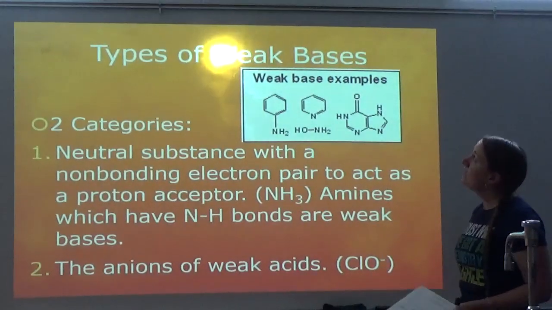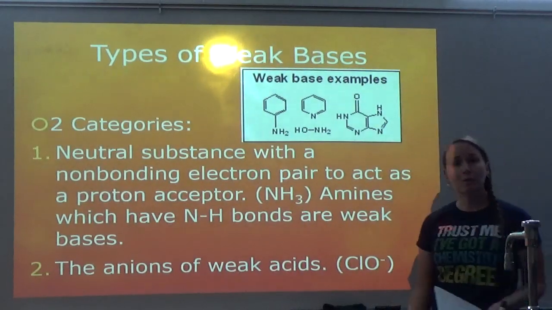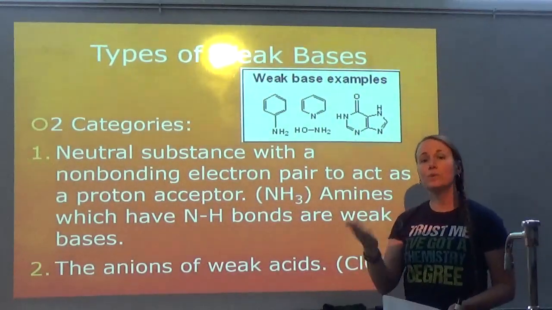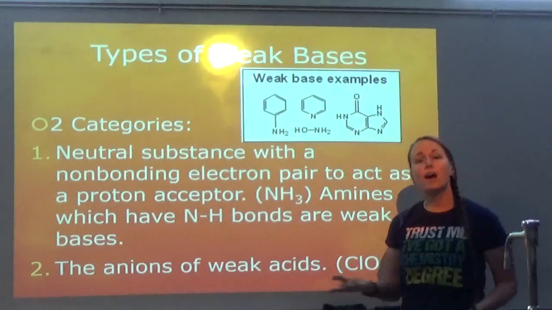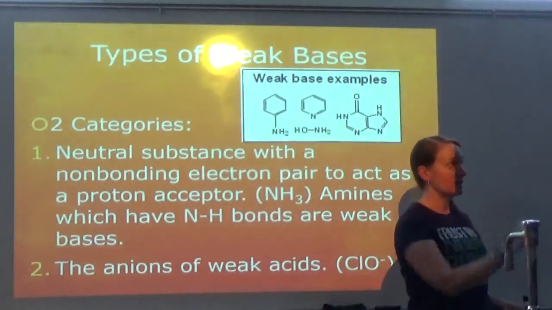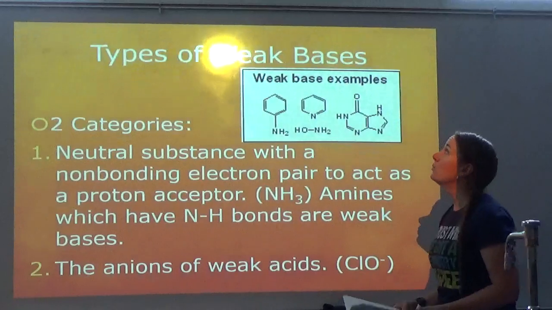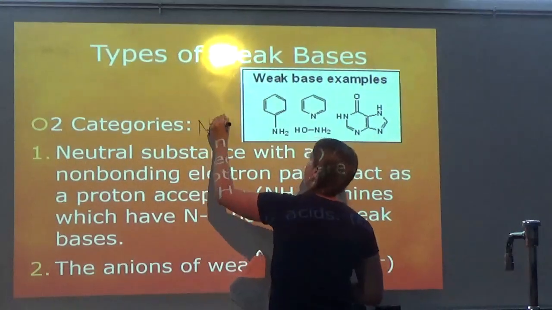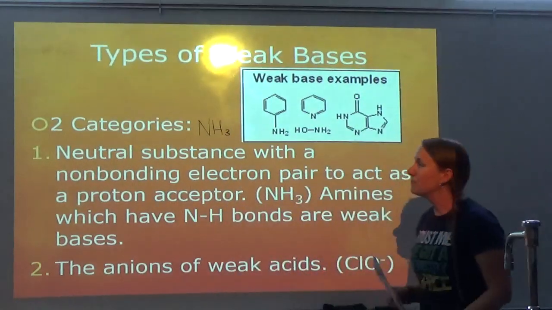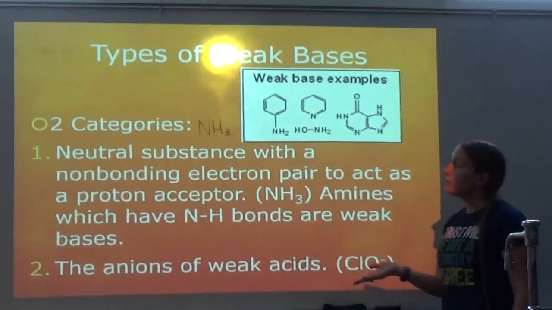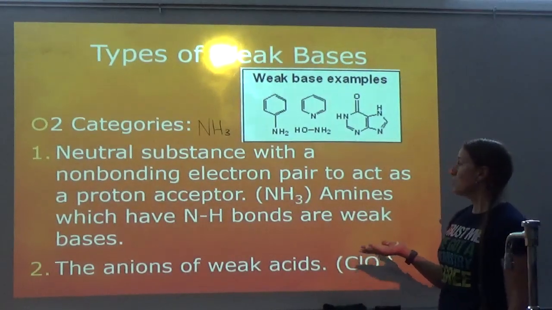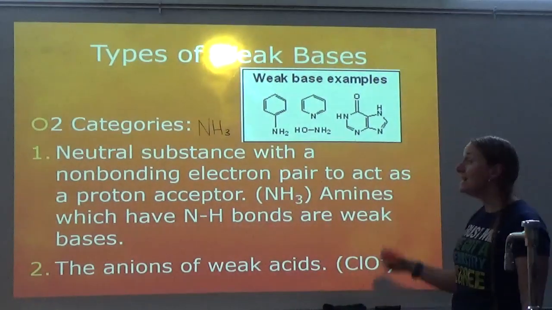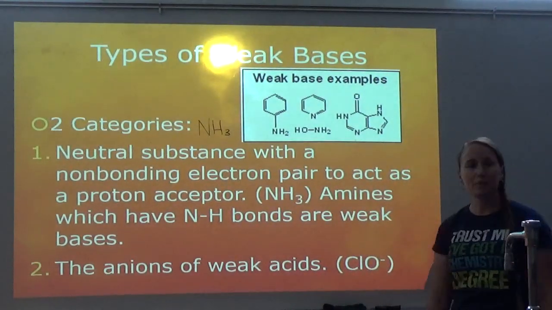All right, so next, types of weak bases. We've already talked about what the strong bases are. They're the alkali metals with hydroxide, or the heavy alkaline earth metals with hydroxide, which is Ca, Sr, and Ba. So what are the weak bases going to be like? Well, the most common weak base you'll see is NH3. We use that one a whole lot. So one is neutral substances with a non-bonding electron pair to act as a proton acceptor. For example, NH3. Amines, which have N-H bonds, are weak bases.